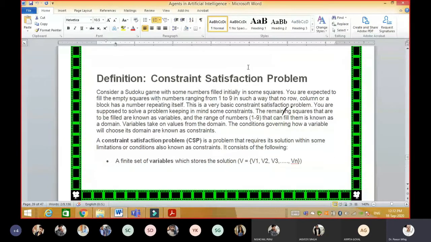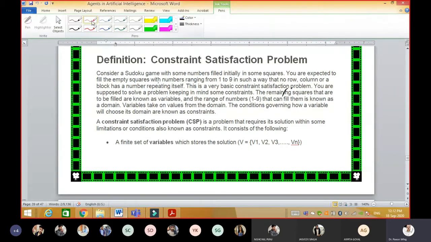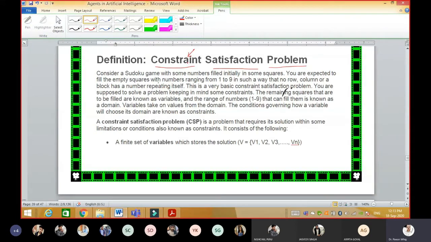Okay. In today's class, what we are going to learn is a very important algorithm, and it is termed as constraint satisfaction problem. So before starting it, let us first understand what constraints are. Basically, these are certain special conditions which are imposed on a particular task.